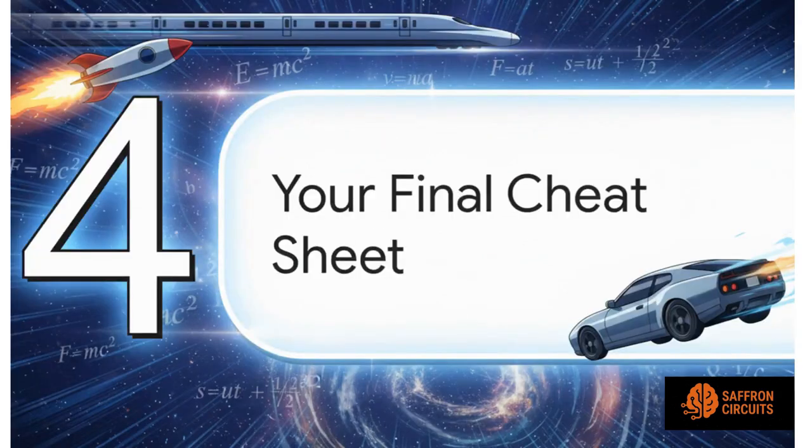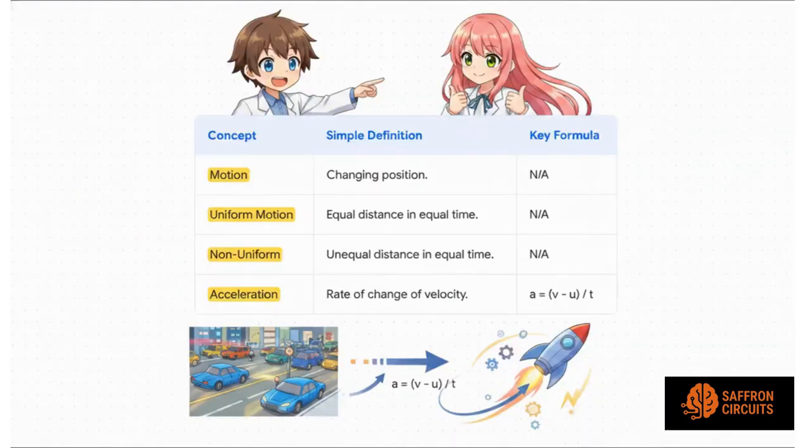All right, we've covered the big ideas. Now for the best part of any study session, the cheat sheet. This is everything we just talked about, boiled down to the absolute essentials for your final review. Let's do a lightning round review. Motion, just changing position. Uniform motion, that's our smooth highway cruise. Non-uniform motion, that's our jerky city traffic. And acceleration, any change in velocity, which we can figure out with that simple formula. If you can just remember this table, you are in amazing shape for your exam.